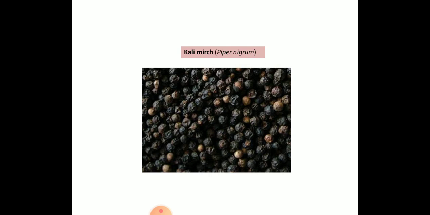Next one is Piper nigrum. So this is one of the highly valuable spices. It is generally called black gold, and usually this Piper nigrum is mainly from the ancient period of India. They used it as a spice and exported it to foreign countries also. And this is a highly valuable spice of India.